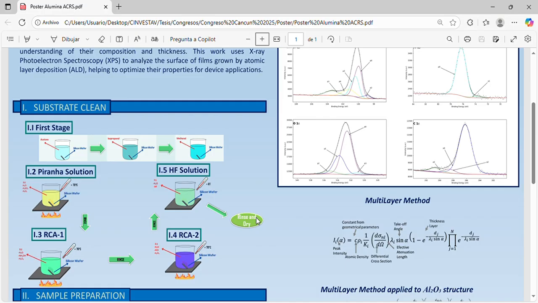Next, the substrate was treated with RCA1 solution with a ratio of 1:5:1 for the same time and temperature. After that, it was treated with RCA2 solution with a ratio of 5:1 under the same conditions. Finally, the substrate was dipped in an HF solution with a ratio of 7:1 for 2 minutes at room temperature.